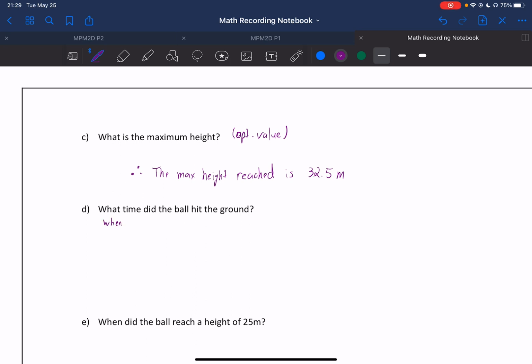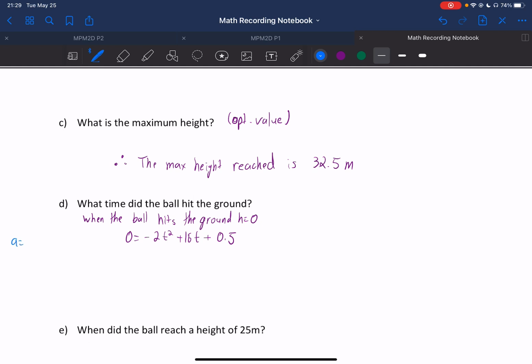When the ball hits the ground, h is equal to 0. Our height is equal to 0. So that means we're going to be solving our equation for when it equals 0. So we make our equation equal to 0. What it's saying is we're going to go find our zeros or our roots. In this case, we're going to use our quadratic formula.